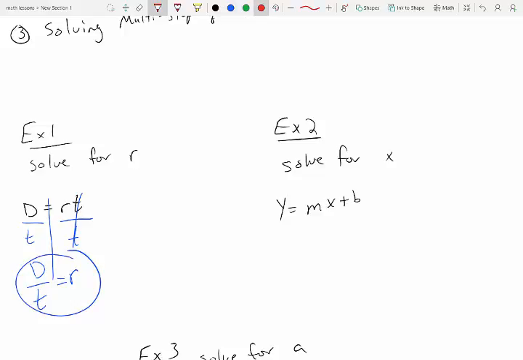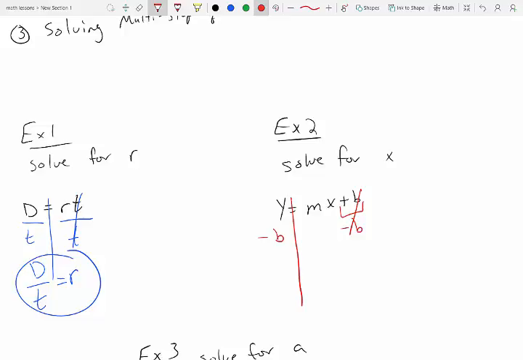Example 2 has a few more steps. We want to solve for x. So the first thing we need to do is get rid of anything that's adding or subtracting. So we'll draw a line down, and we see mx plus b. So we have a b being added. The inverse of that is subtraction, so I'm going to subtract b from both sides.